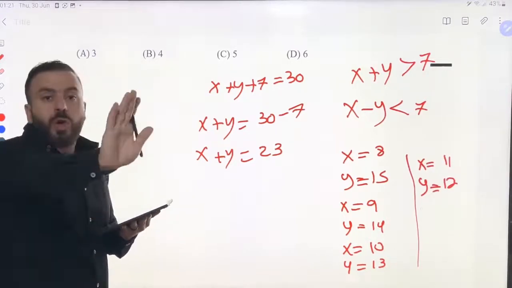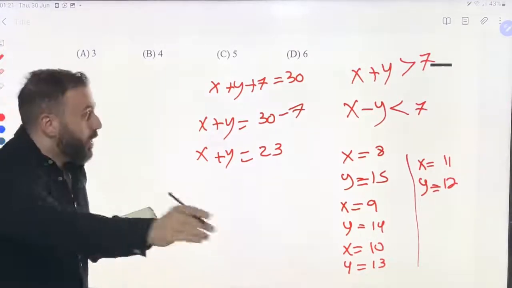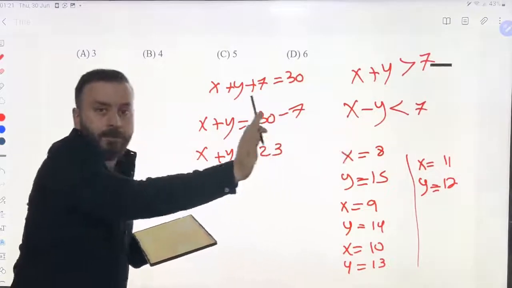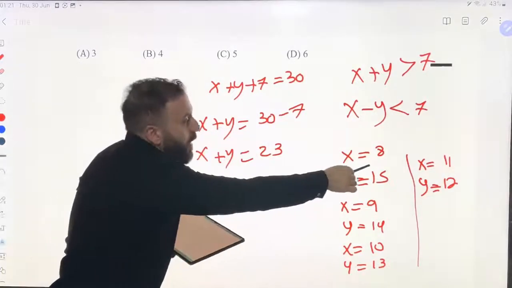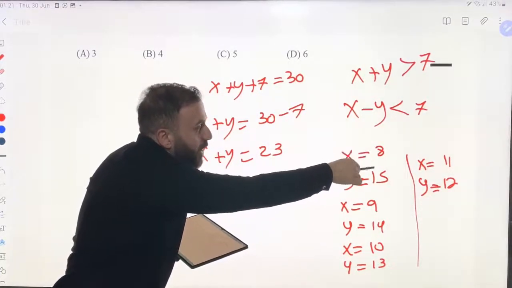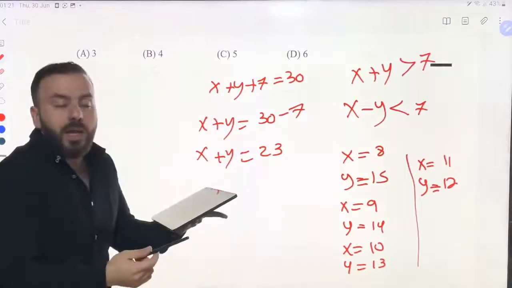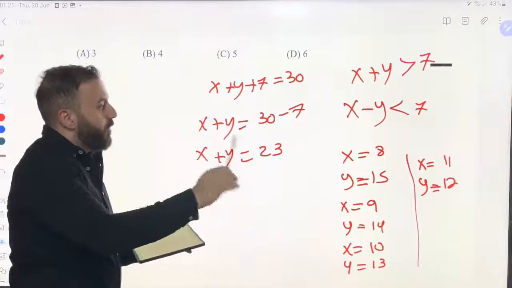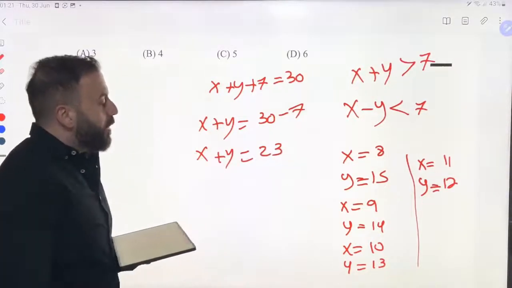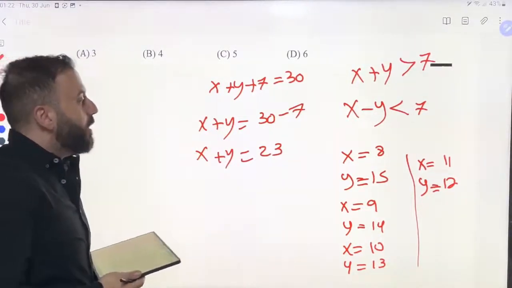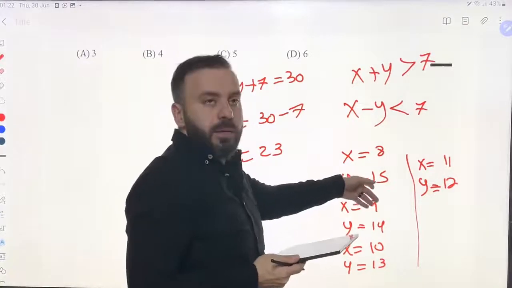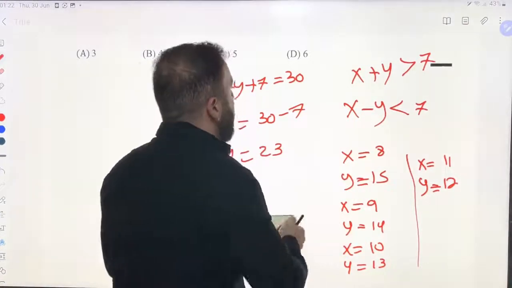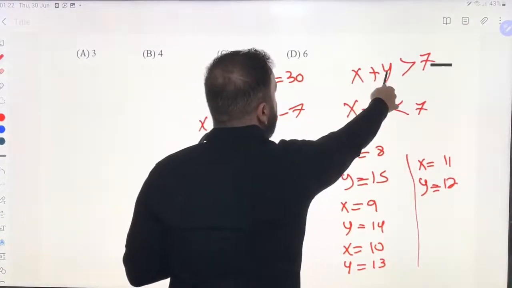Then if x, stop. You cannot change class. It's fine. What is it? X is equal to 11, y equal to 12. If I'm going to say now, if x equal to 12, y 11, I'm going to go back. No, class. Fair enough. Check this with me. X equal to 8 and y equal to 15. Okay, let's try here. X 8 plus 15.